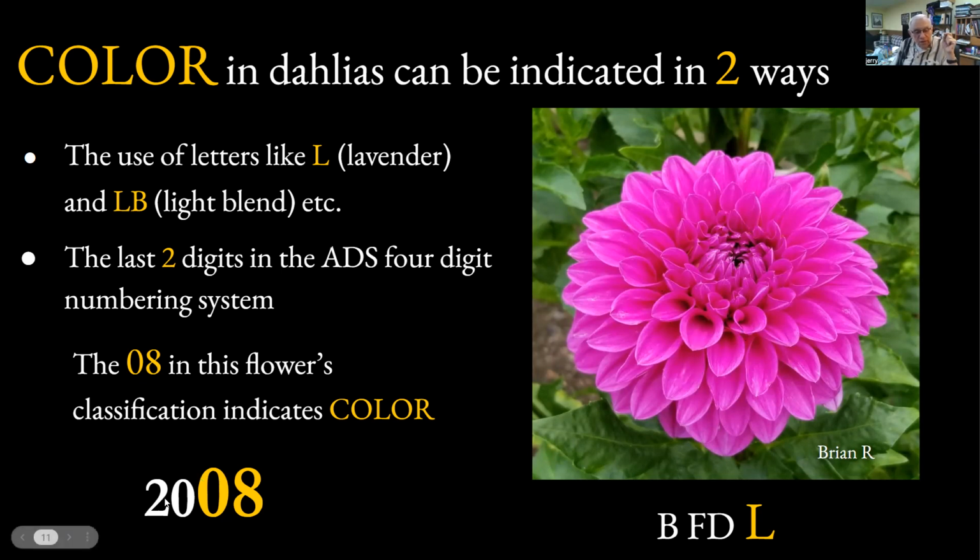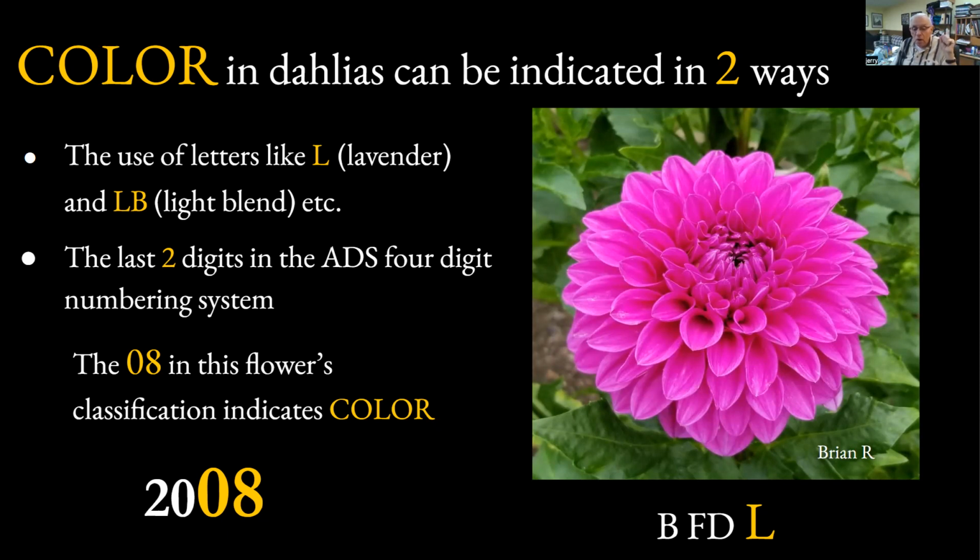And the last two digits you see, remember, this first digit is the size, the second is the form. So size 2 means a B, 8 to 10 inches. Second digit is the form. 0 means formal deck. We talked a little bit about that last week. And then the last two digits here are for the color. And this is true whether it's fully double or open center. So this is going to be a 2008.